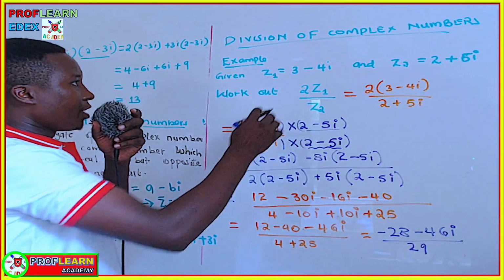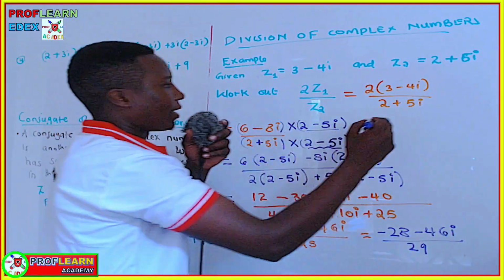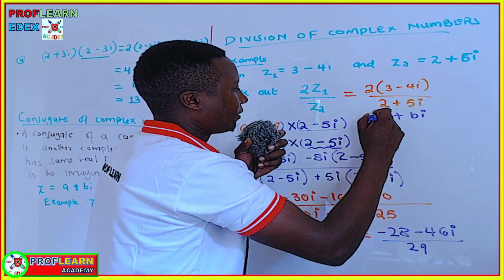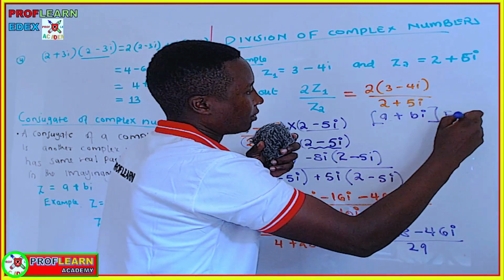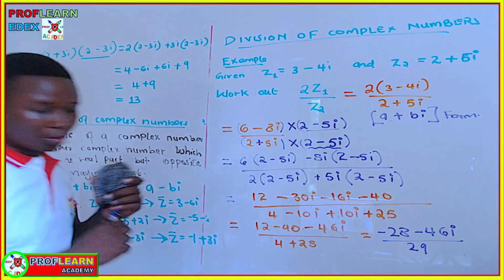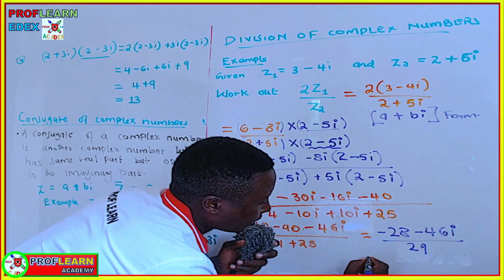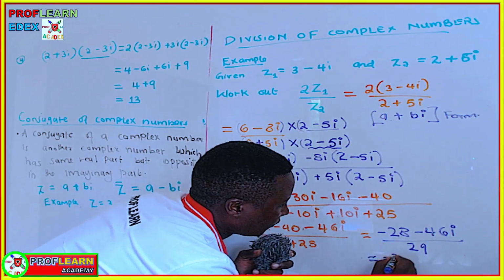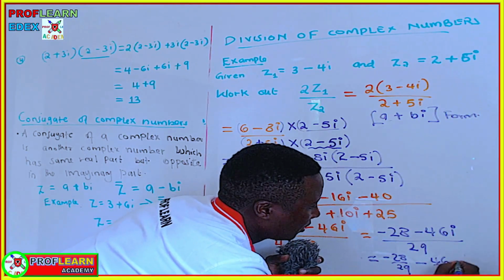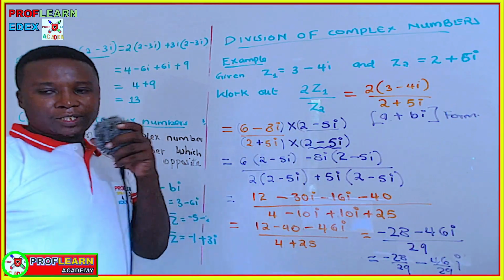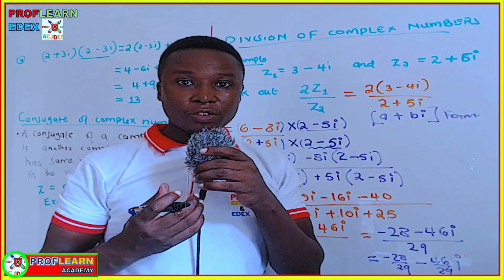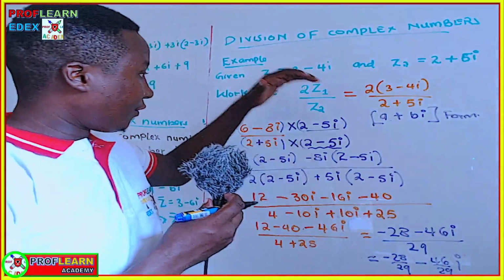So if we are working this out and giving our answer in the form a plus bi, if this is the form that we need, then it means that you are almost home and dry, because you are going to say now this is the same as negative 28 over 29 minus 46 over 29 i as our final answer. Those are the simple steps you are going to follow in order to divide complex numbers.